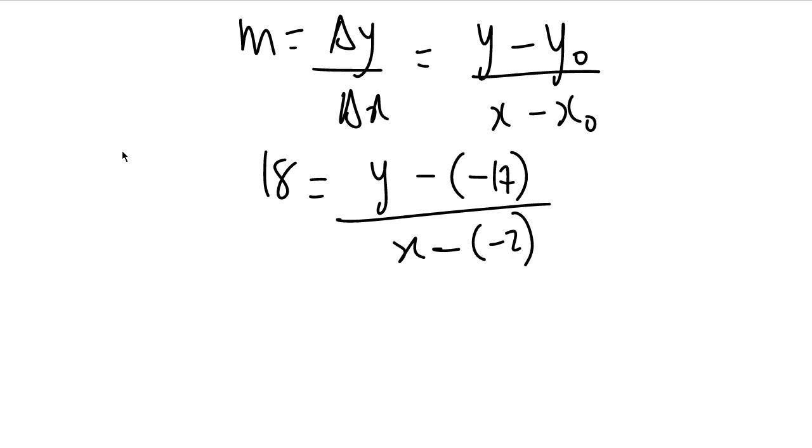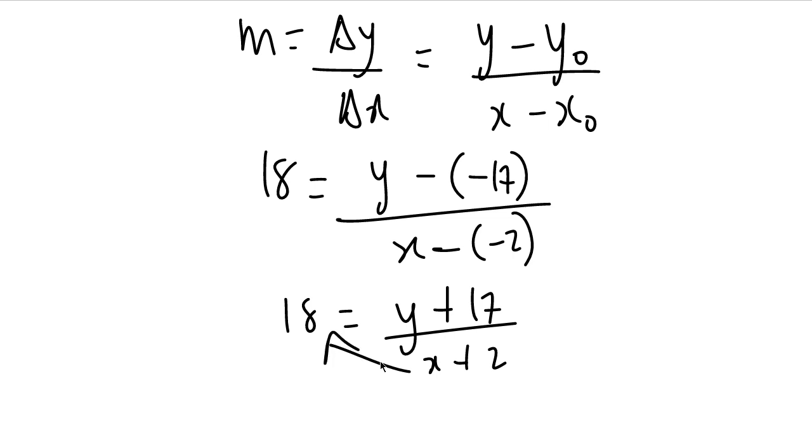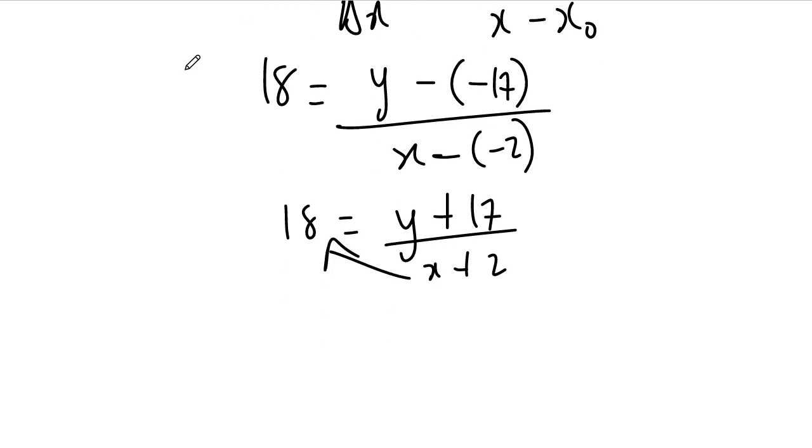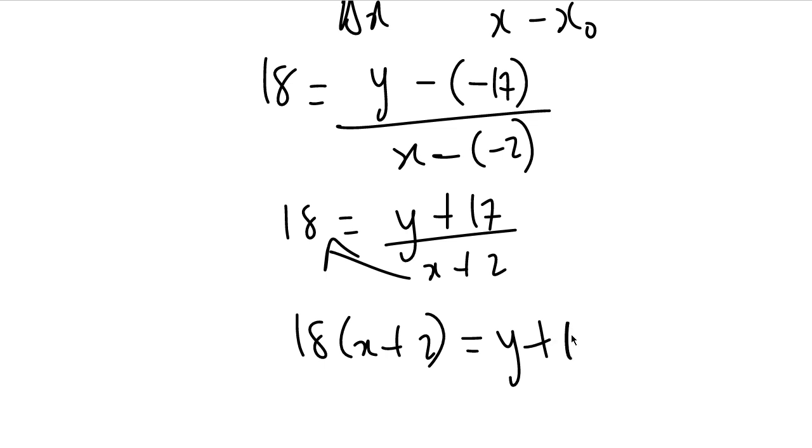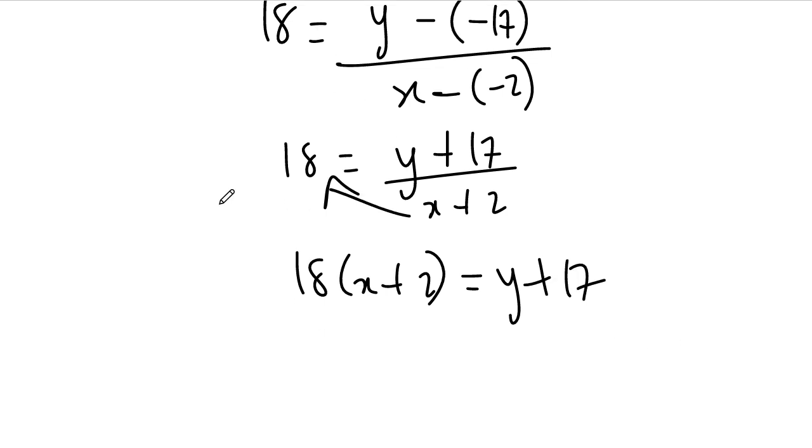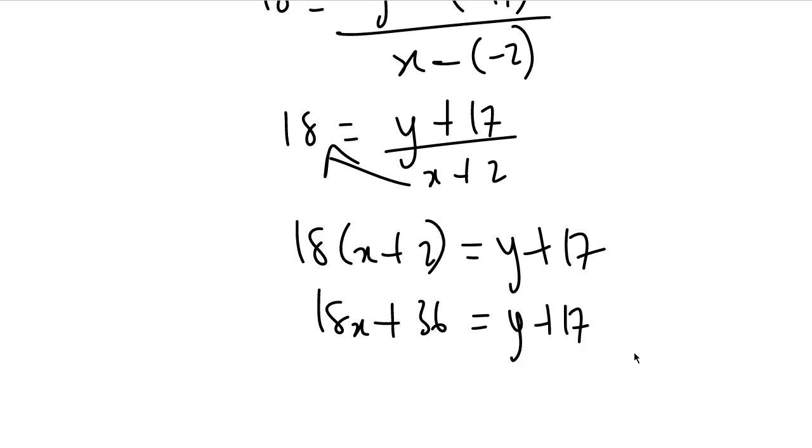So with that, 18 will be equal to, negative negative is positive, so that will be y plus 17 over, negative negative is positive, so that will be x plus 2. Then you cross multiply, multiplying through, you're going to have 18 into x plus 2 is equal to y plus 17, and then opening the bracket, you're going to have 18x, because 18 times x is 18x, and then 18 times 2 is 36, equal to y plus 17.